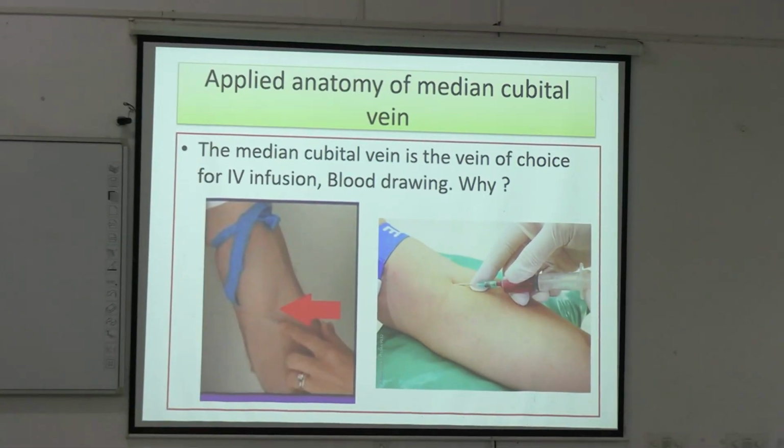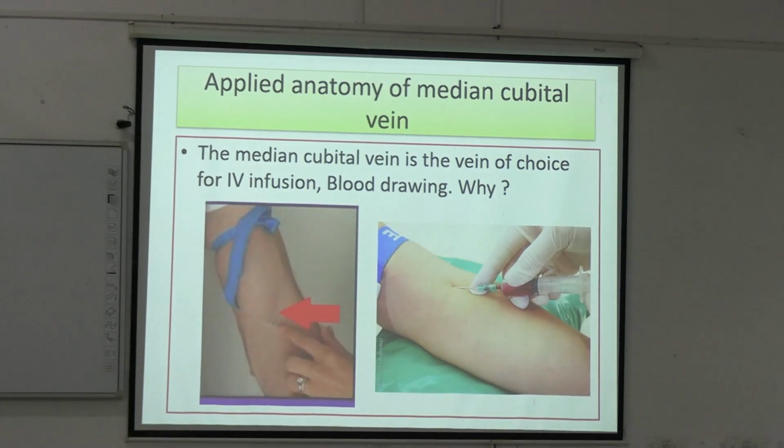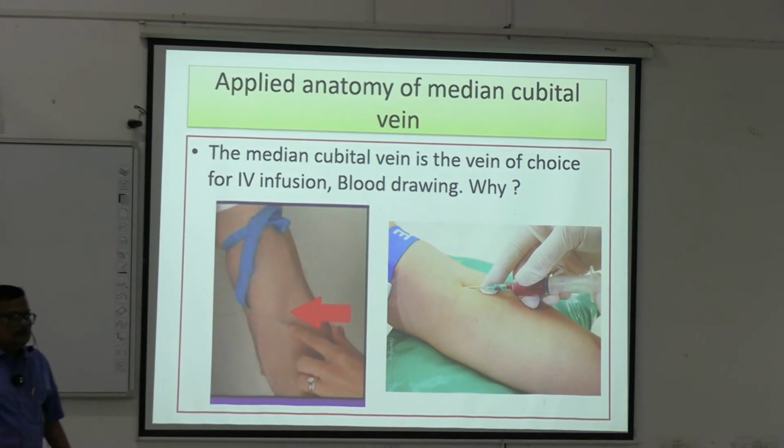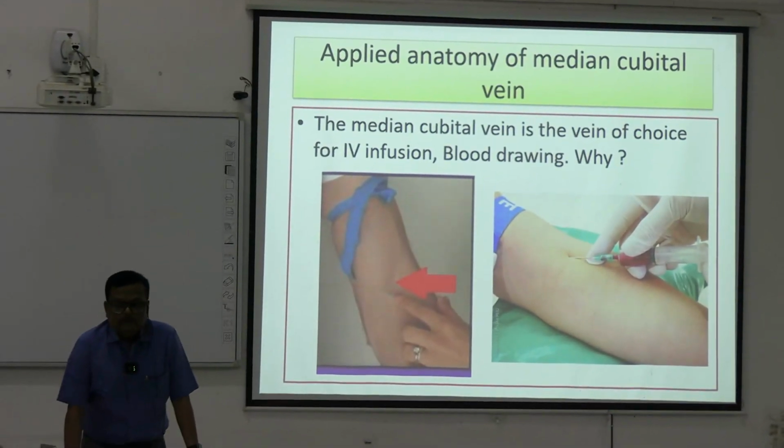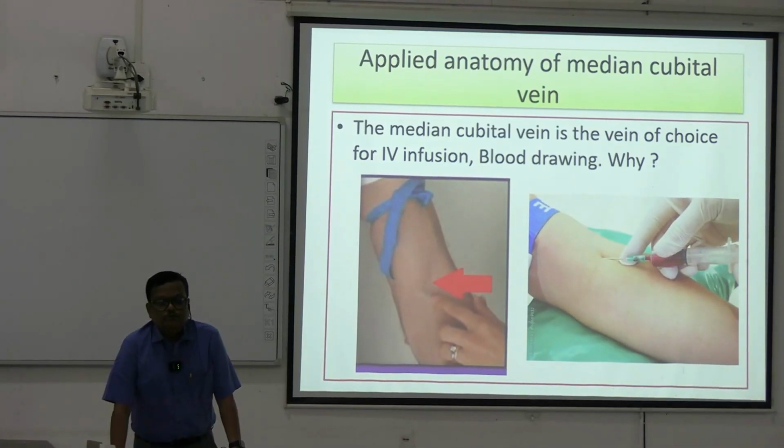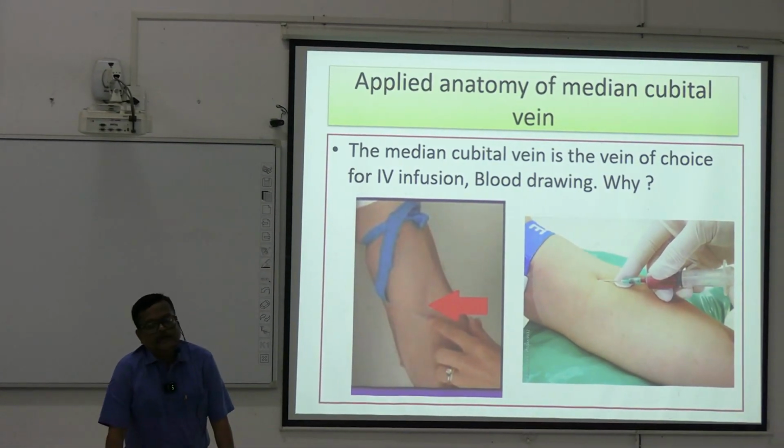So in the exam you will write: as it is superficial to the bicipital aponeurosis, while doing this procedure, injury to the median nerve and brachial artery is rare.